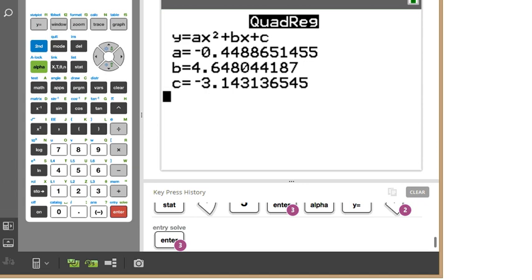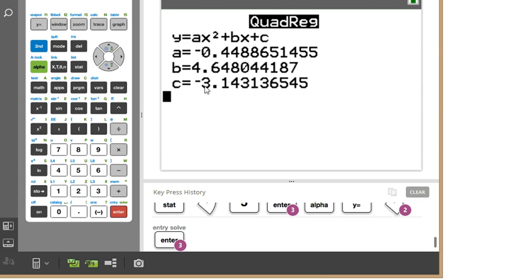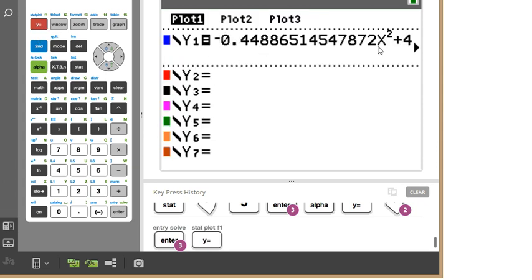So I'm just going to write the equation down here. There we go, got that cursor up there. So we'll put f of x equals negative 0.45x squared plus 4.65x and then minus 3.14, and then in our calculator we go to our function editor and we see the function entered right in place.